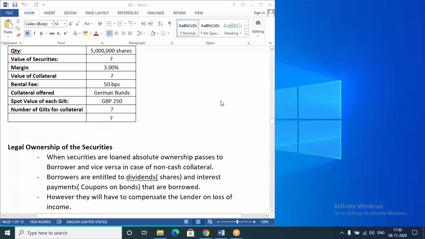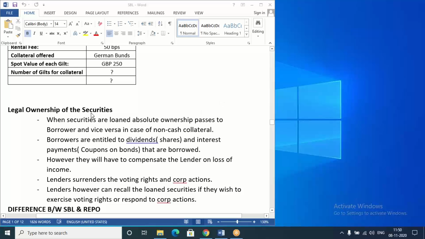So that's where we get into this topic, which is your legal ownership of the securities. When securities are loaned, absolute ownership passes on to the borrower and vice versa in case it is non-cash collateral. Do you need me to explain the sentence more or it's pretty clear, right? So what it means is when a lender loans out securities, all the ownership of the securities passes on to the borrower. And if a borrower gives non-cash collateral, then that collateral's ownership goes to the lender. Is this clear to everyone?